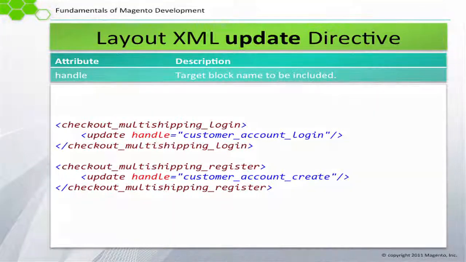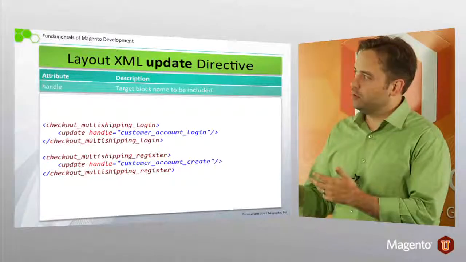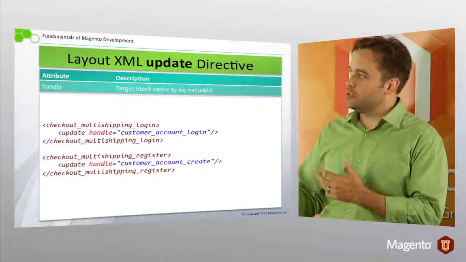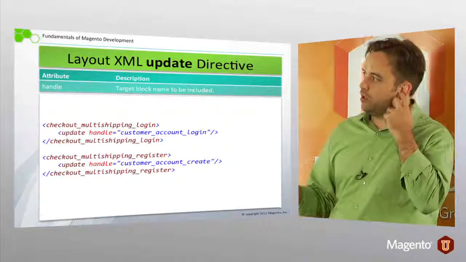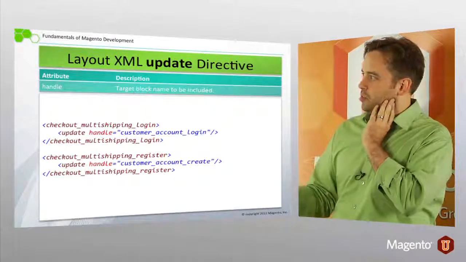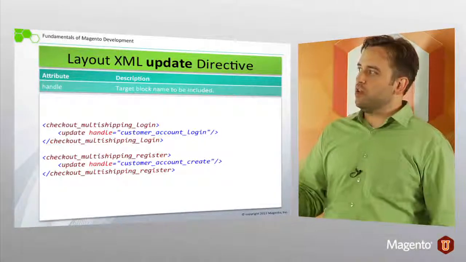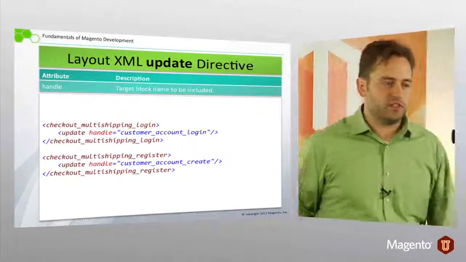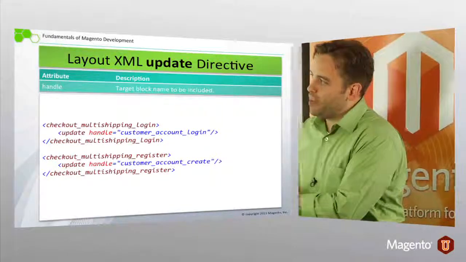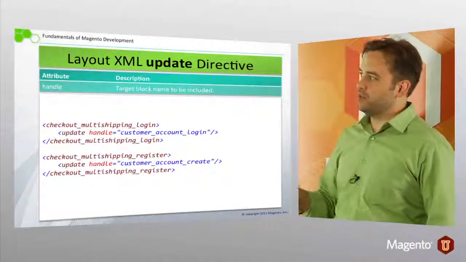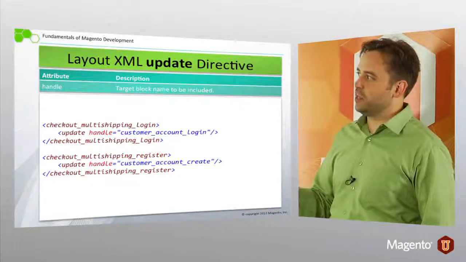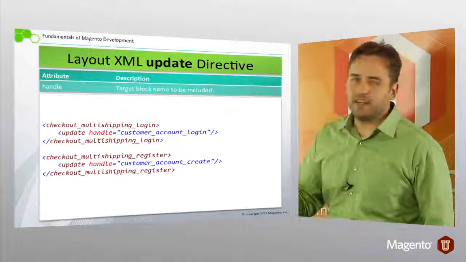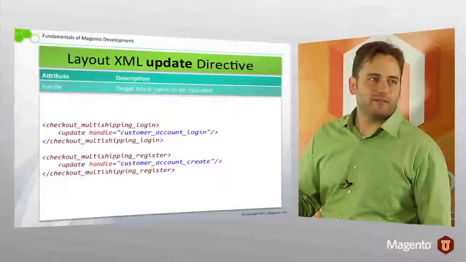Okay, that brings us to the last thing here. Update handle is a similar concept to reference. We're basically referencing another update handle somewhere else. Here we see checkout multi-shipping login, update handle customer account login. If I wanted to know what this meant, I would need to find customer account login and look at its instructions. Because what update does is basically say, get me this handle's update, all the information that this handle contains, and add it in here. Why would we want to do that?